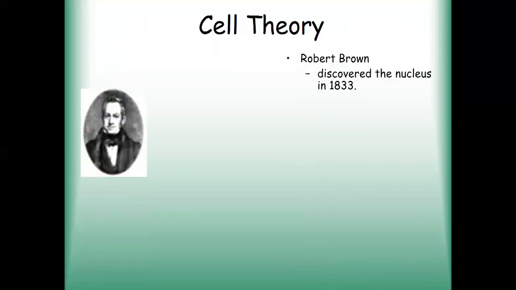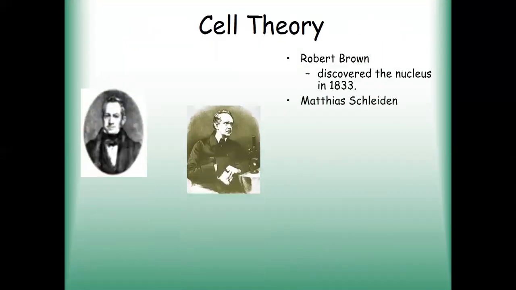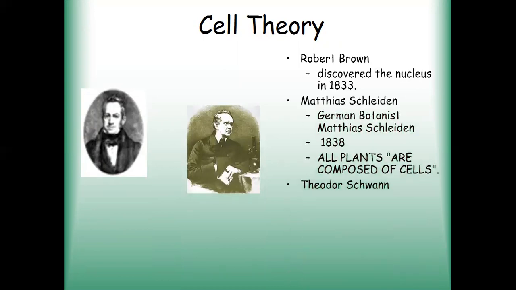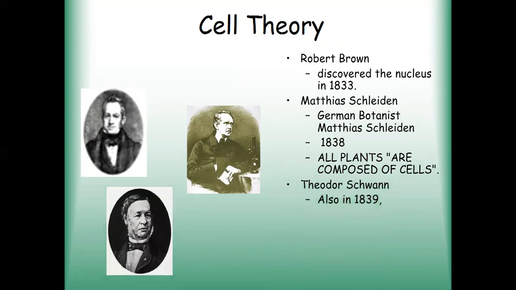Next, coming to cell theory. Okay, so Robert Brown was a scientist who discovered the nucleus in 1833. So he was the scientist who first discovered the nucleus inside the cell in the year 1833.